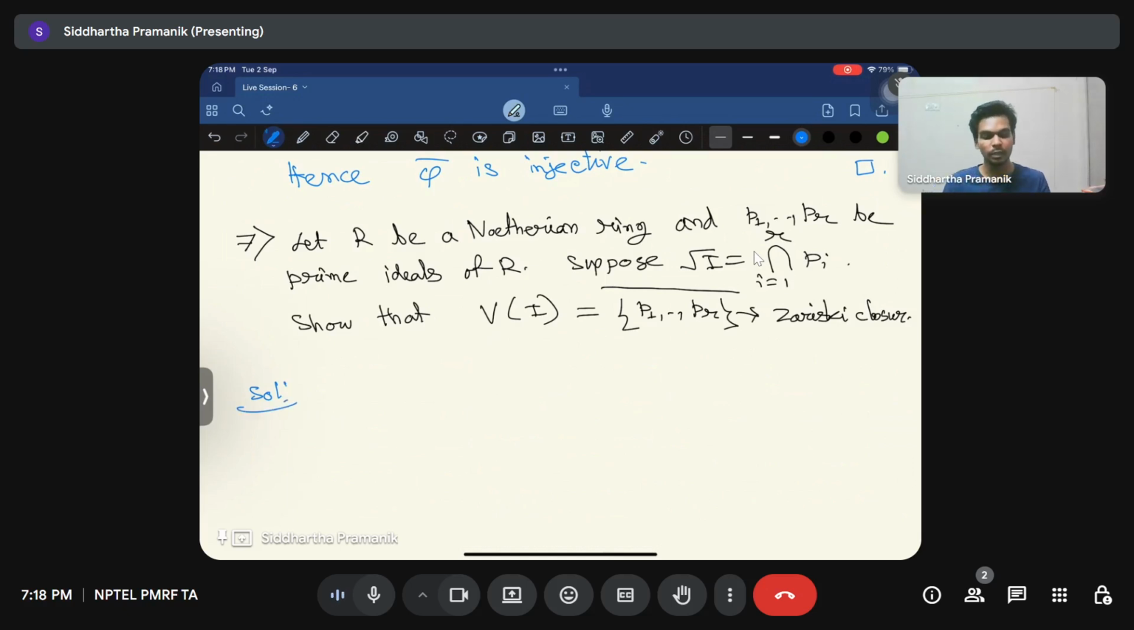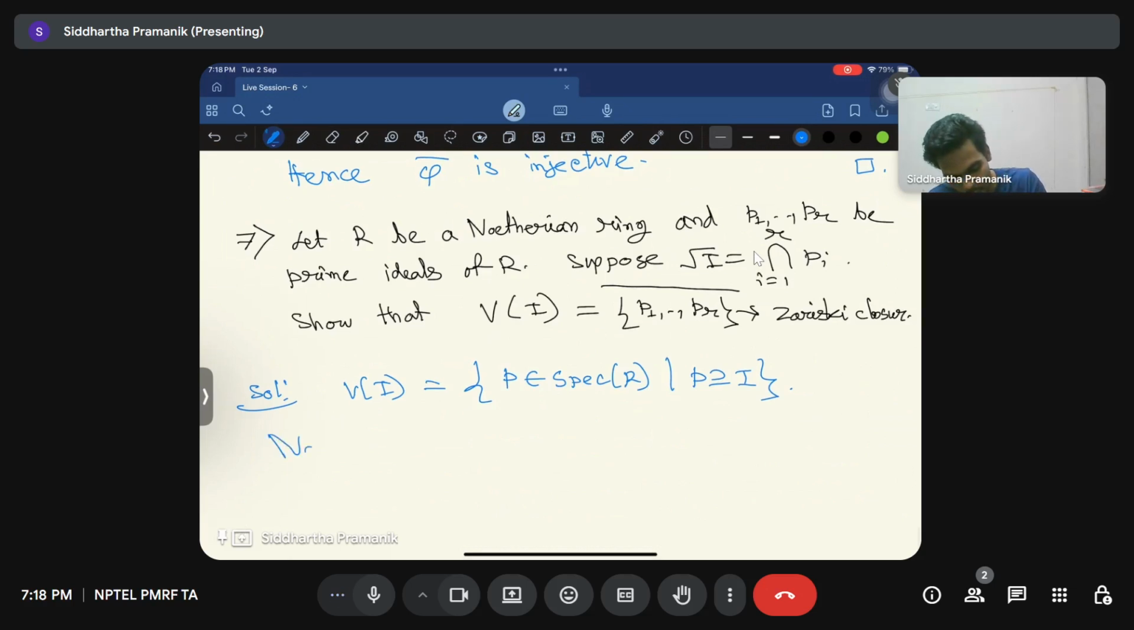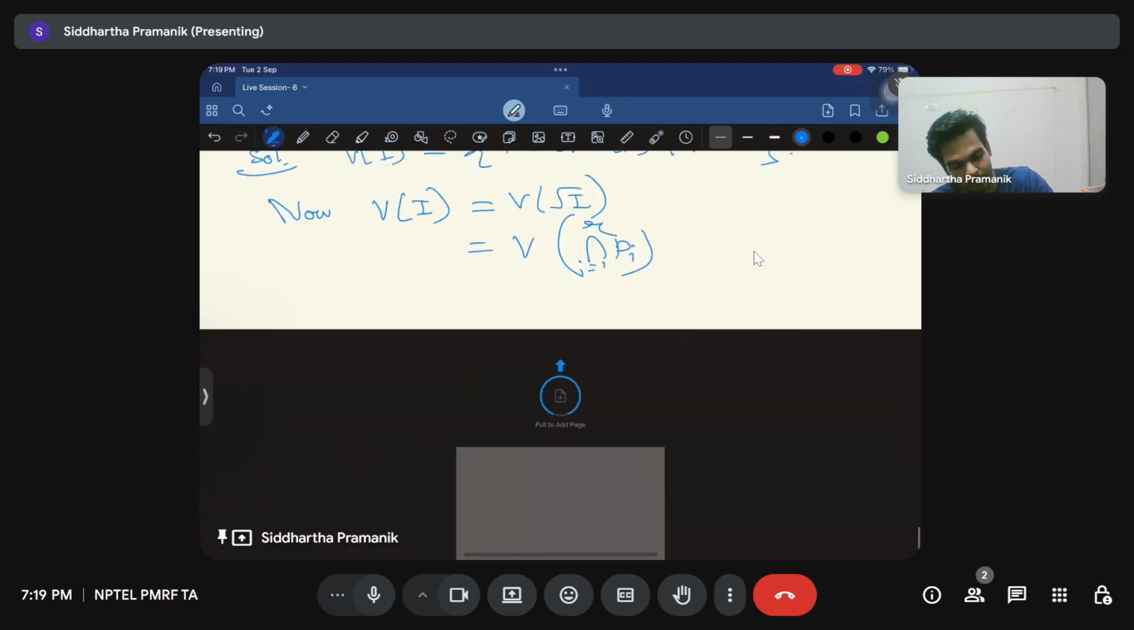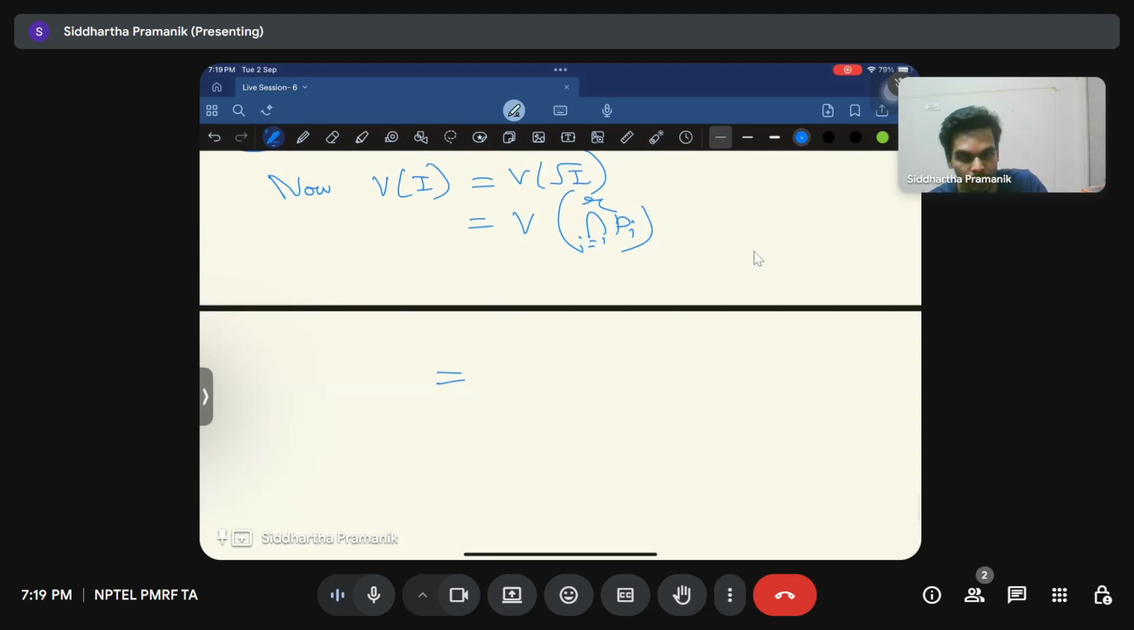So let's recall the definition of V of I. V of I is the set of all those prime ideals P of R such that P contains I. Now recall the property that V of I is the same as V of radical of I, and V of radical of I is V of the intersection of Pi, i equals 1 to r, and this intersection will come out as a union.